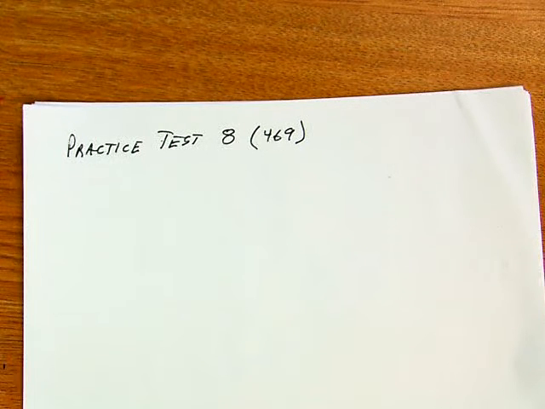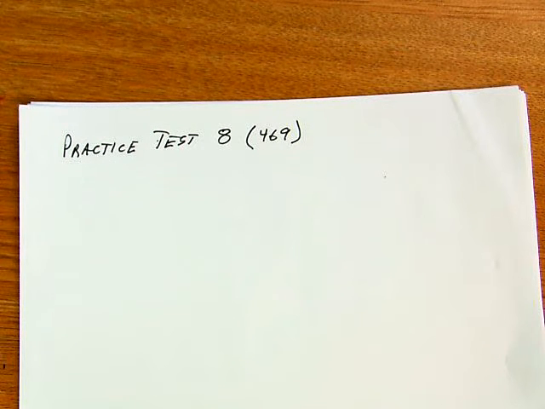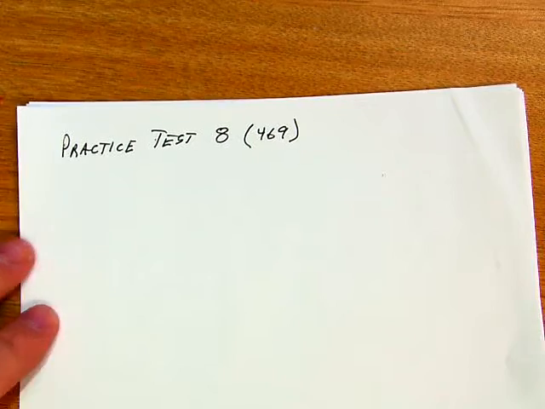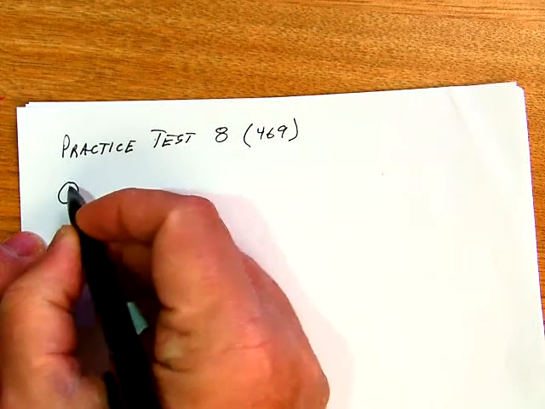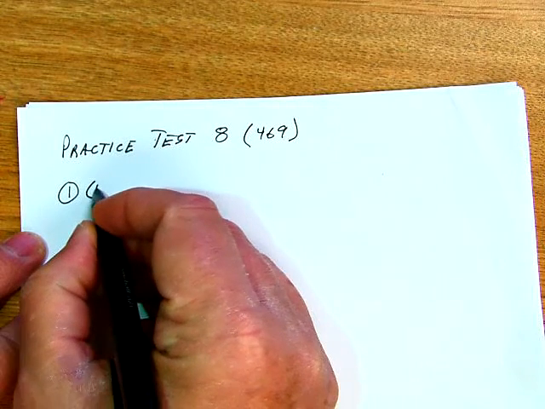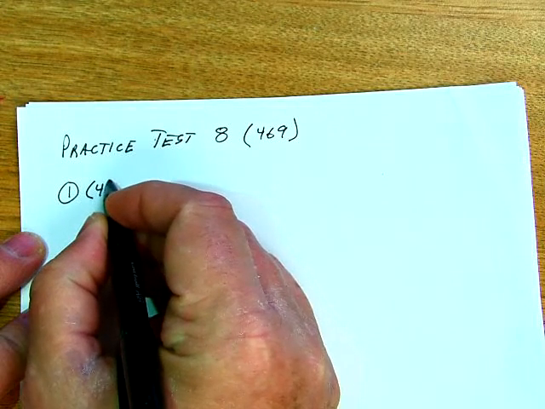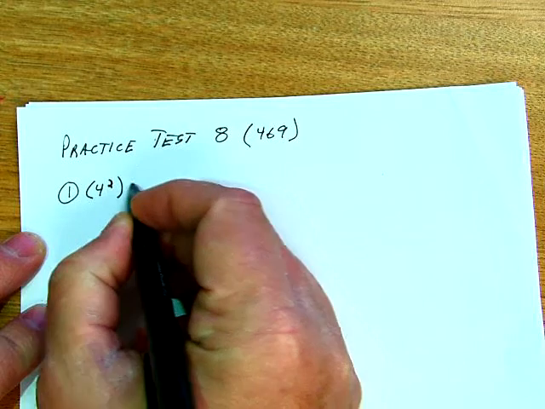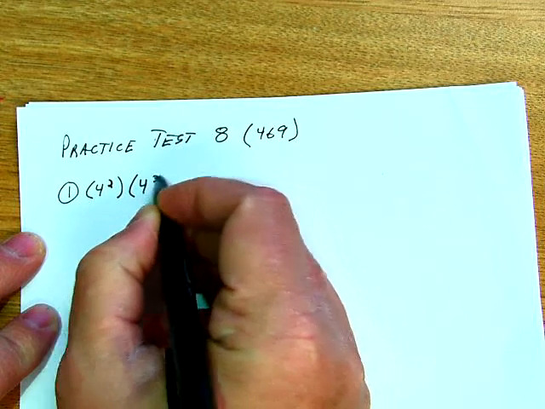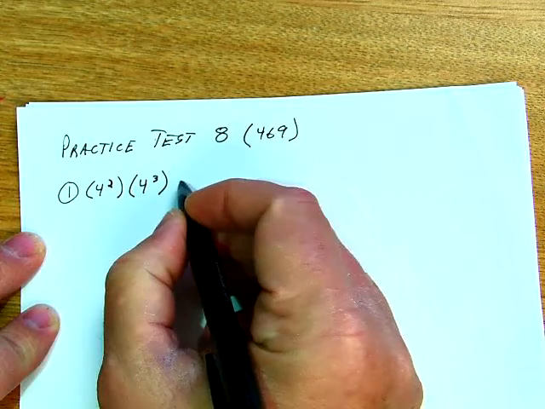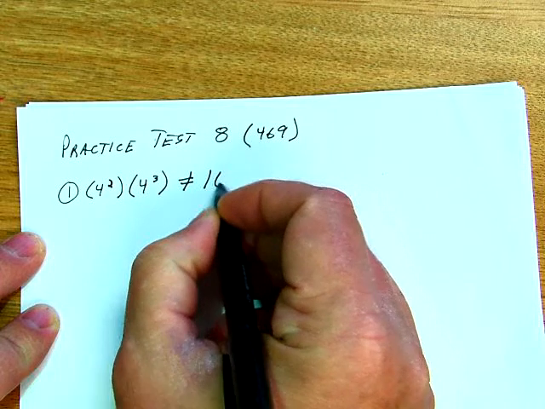Okay, now let's go through the practice test for Chapter 8 on page 469. First problem asks us to explain why 4 squared times 4 cubed is not equal to 16 to the 5th.